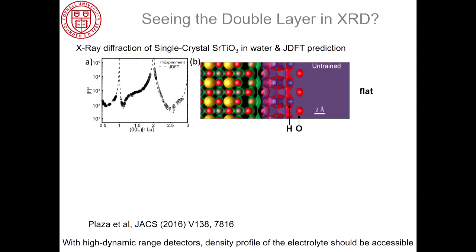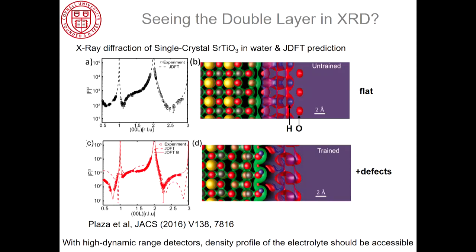And in fact, it might also be possible by X-ray diffraction. This is no longer imaging. This is an ensemble average. But when you look at X-ray diffraction, from the diffraction data, you can either try to invert directly or calculate by DFT. This is strontium titanate. There's the density fluctuations in the water.